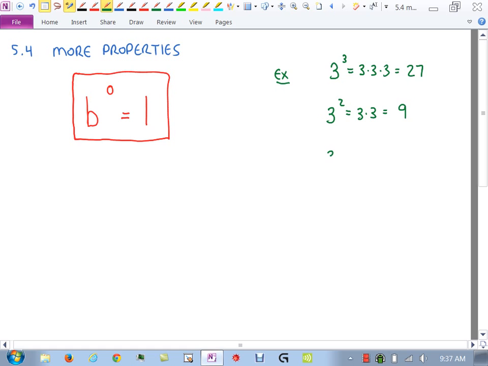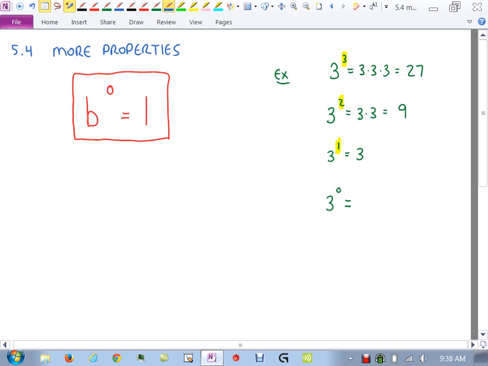What's 3 to the 1st power? Well, that's just 3, isn't it? Agreed? Do y'all notice what's happening on my powers here? I started with 3, then 2, then 1, right? So the question would be, what's 3 to the 0? And I'm saying the answer is what? The answer is 1, right? Now, does it make sense that that would be the case?